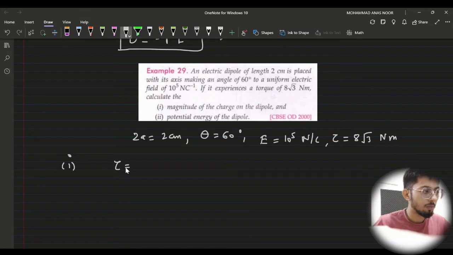Torque is how much? PE sine theta, right? Torque is given, E is given, sine theta can be calculated.